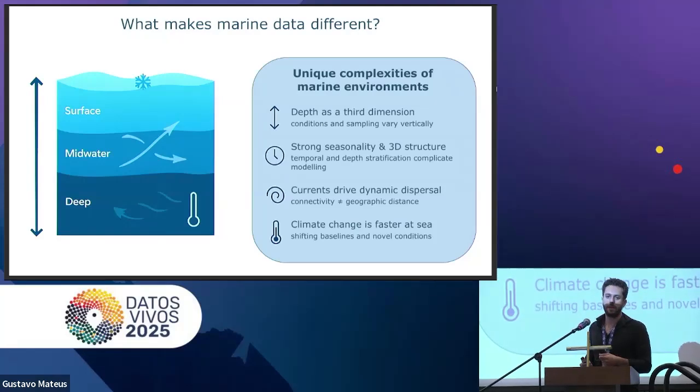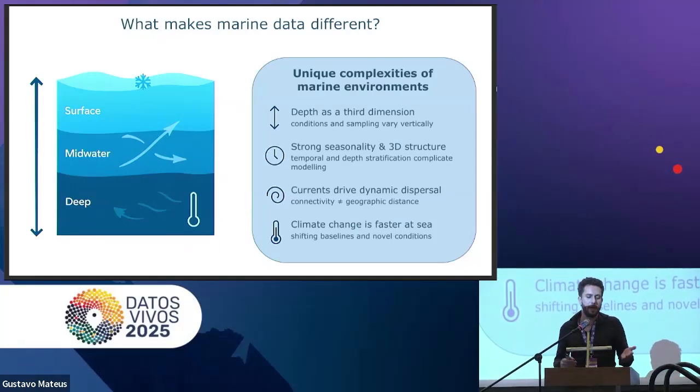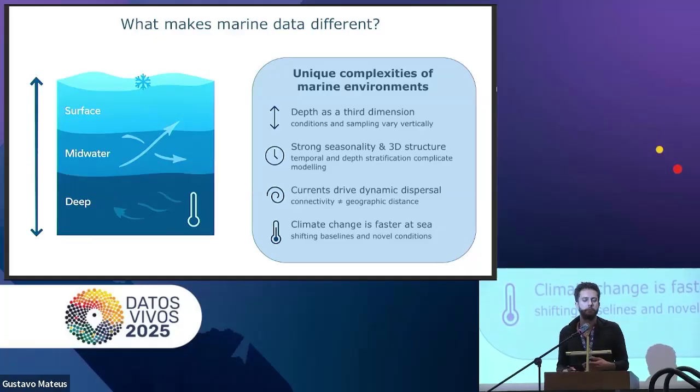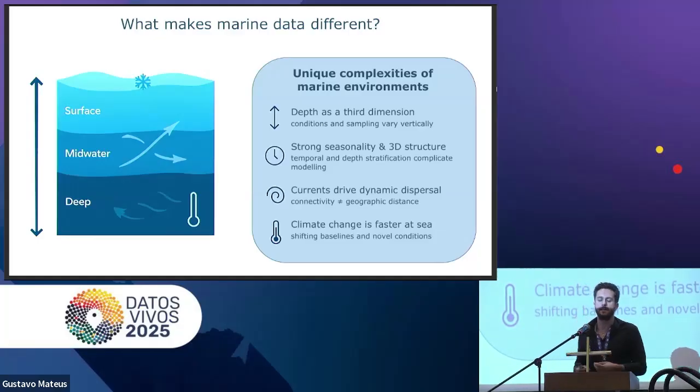Currents drive dynamics and dispersal. In the terrestrial realm, distance is a kind of decent proxy for invasion risk and invasion spread. In the marine, species can spread hundreds of kilometers or not at all, depending solely on circulation. So this is also this connectivity. We have to think about that when we are trying to understand the invasion process and predict things.